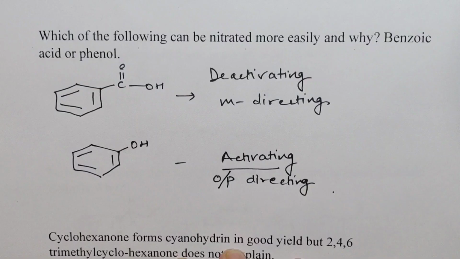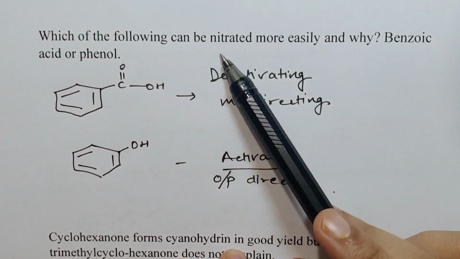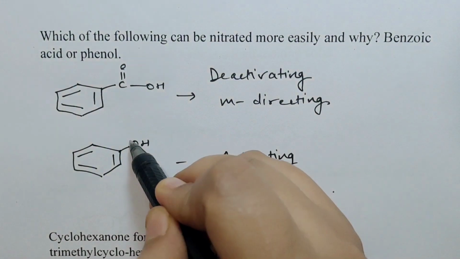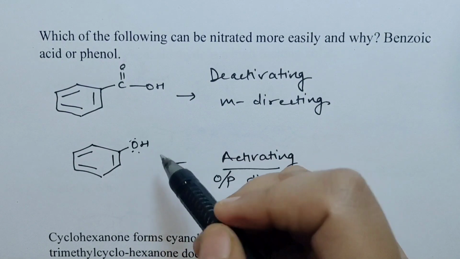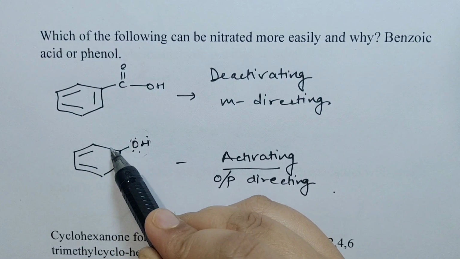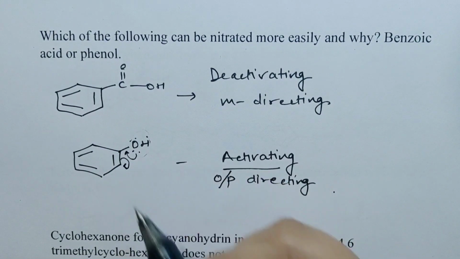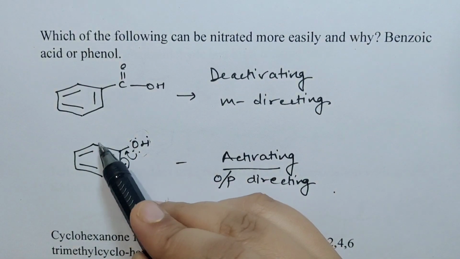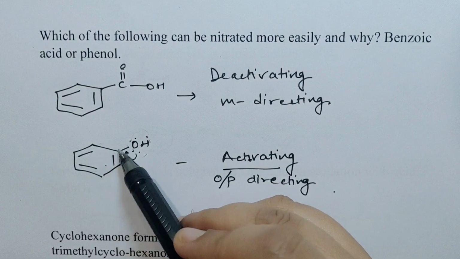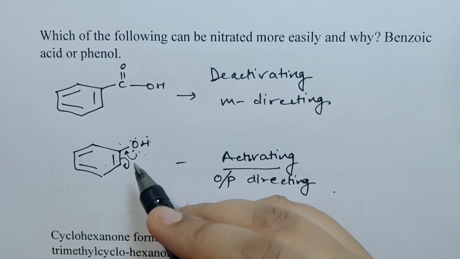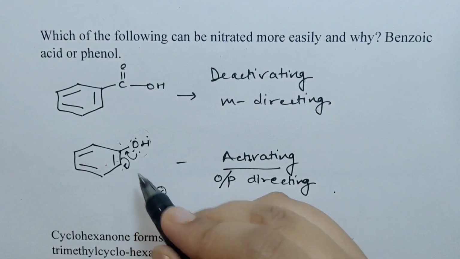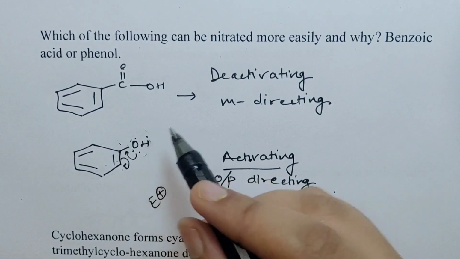Next question. Which of the following can be nitrated more easily and why? Benzoic acid or phenol? So phenol, we know, has an activating effect. That means this OH group increases the electron density on the benzene by showing plus R effect. So electron density increases on the benzene ring. That is why we call it activating. Activating means there is much more electron density on the benzene ring, so the electrophile would be very, very attracted towards this benzene ring. So the reaction would occur very, very easily.